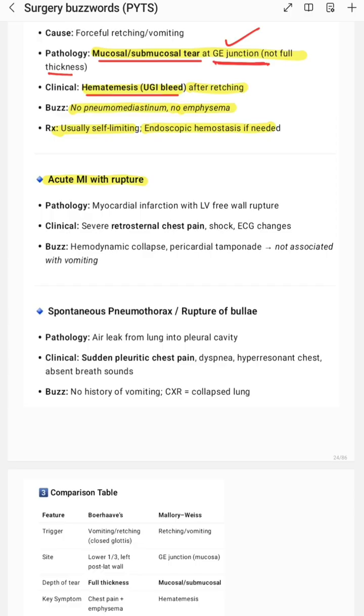Now one more differential we can consider is acute MI with rupture. So here the pathology will be MI with LV free wall rupture. Now how will the presentation be? There will be retrosternal chest pain, the patient will be in shock, and there will be ECG changes. So the typical history will be retrosternal chest pain, hemodynamic collapse, and pericardial tamponade. Nothing like vomiting is specifically given. Here the retching history is not given, but there will be pericardial tamponade and hemodynamic collapse.